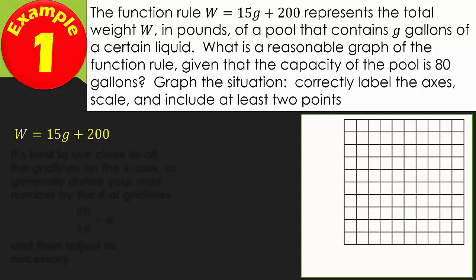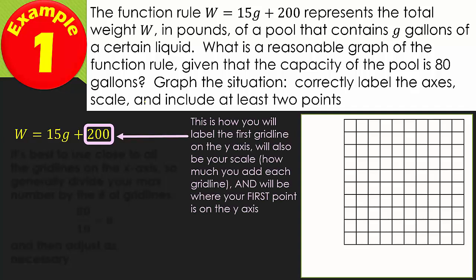All right, so let's start off by looking at our equation that they give us. We've got W equals 15g plus 200. Now, first thing you want to do is set up all the grid lines of the axes. So we're going to look at this number here, this plus 200, which is our starting point. That's where we start on the y-axis. Okay, and we're going to label the first grid line at that point. That's usually the easiest way to do it.